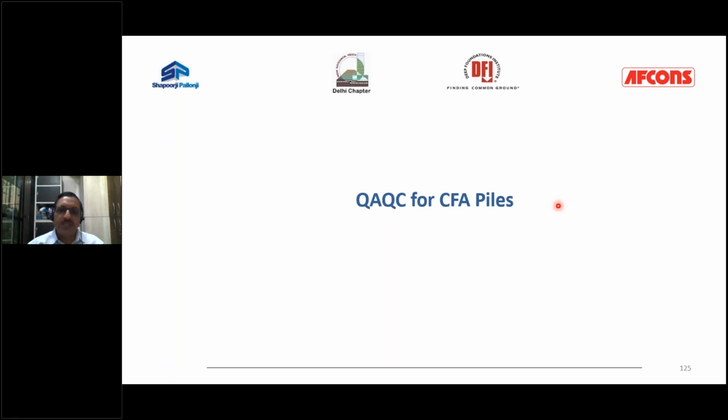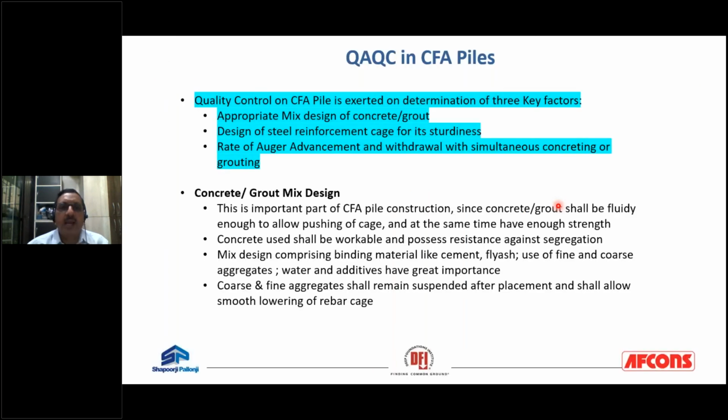Quality control and quality assurance measures for CFA piles are one of the major concerns that need major attention. There are certain aspects of quality control that need to be attended to. First is the mix design, which has to be very, very appropriate. The steel cage has to be very rigid. It should have sturdiness and strength. The rate of auger advancement and withdrawal is one of the important quality control tools. And the actual operator who is operating the rig should be well versed with the rate of advancement and withdrawal.